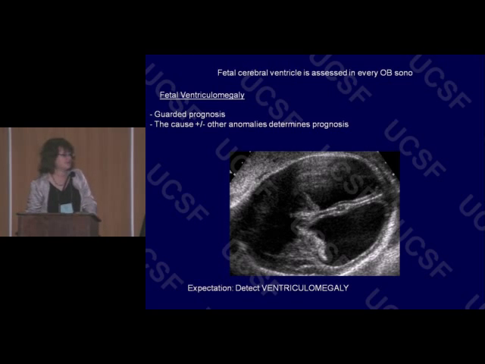Okay. Fetal cerebral ventricle, it's a required observation and a useful observation in every obstetric sonogram, even, I would tell you, in follow-ups for growth, because ventricles can change, and if they become dilated, you want to know and think about why. When we see fetal ventriculomegaly, there's a guarded diagnosis. We want to think about the cause of the dilated ventricles, and in particular, a recurring theme in this talk are other abnormalities besides the dilated ventricles. Those will inform prognosis.